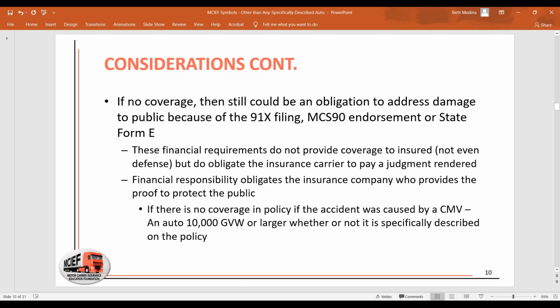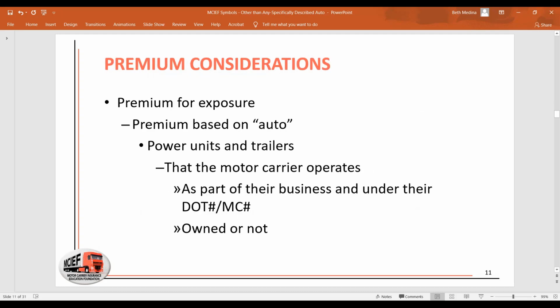So again, if it is not a covered auto, then we, as an insurance provider, would still have an obligation to respond to protect the public. Financial responsibility obligates the insurance company who provides the proof to protect the public. If there's no coverage in the policy, and the accident was caused by a commercial motor vehicle, an auto 10,000 GVW or larger, whether or not it is specifically described on the policy. So if there's no coverage in the policy, and that would be because the vehicle is not specifically described or does not rise to the level of a covered auto, then the policy would not have to respond.